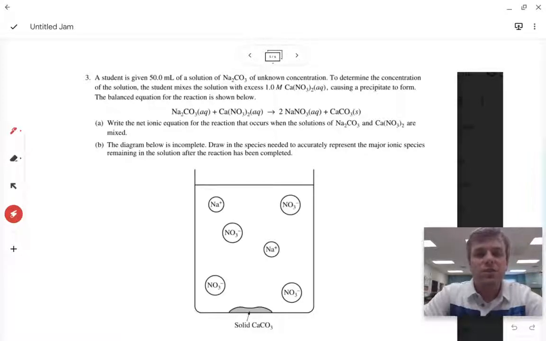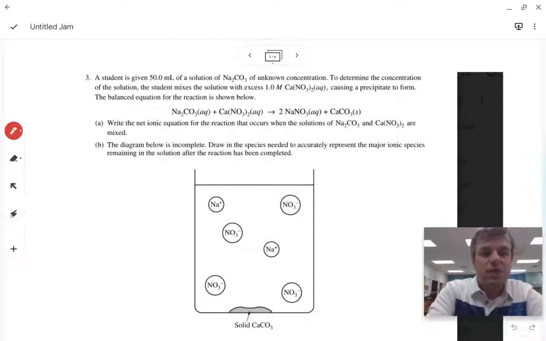unknown concentration. To determine the concentration of the solution, the student mixes it with excess calcium nitrate, causing a precipitate to form. The balanced equation is shown below. Write the net ionic equation for the reaction that occurs when the solutions of sodium carbonate and calcium nitrate are mixed. Well, when they're mixed, see, sodium carbonate is soluble, so it will break apart, as will calcium nitrate, and sodium nitrate's also soluble. So our sodium ions would cancel out in a net ionic equation, as would our nitrates.